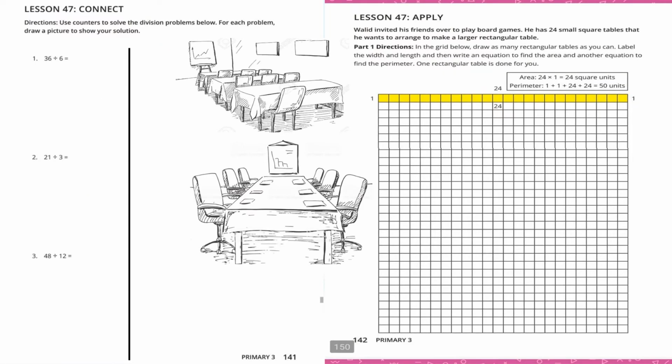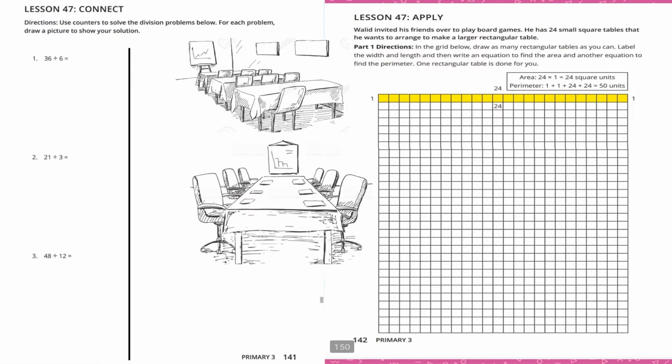Lesson 74, the connect part. We have here 3 division problems. We want to find the quotient. First, in division, we know that the first number is called dividend.